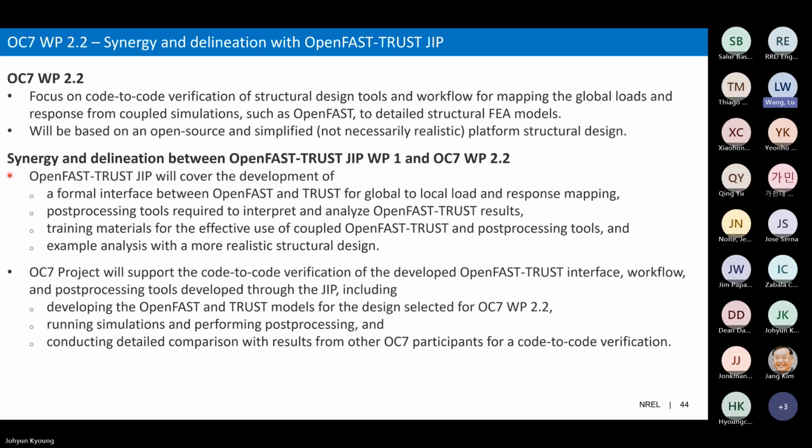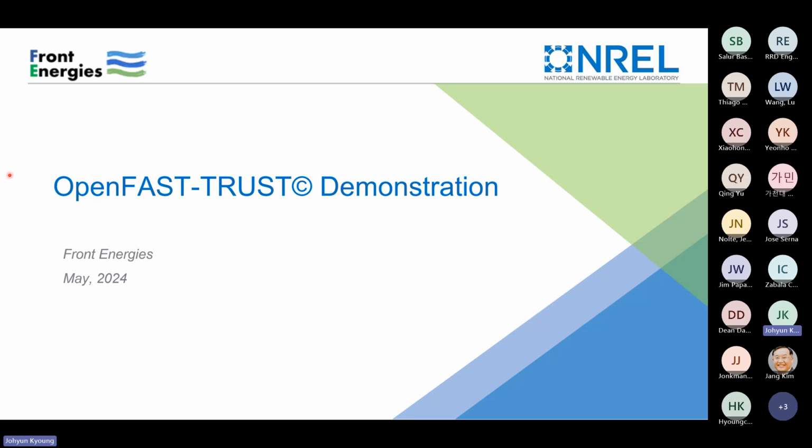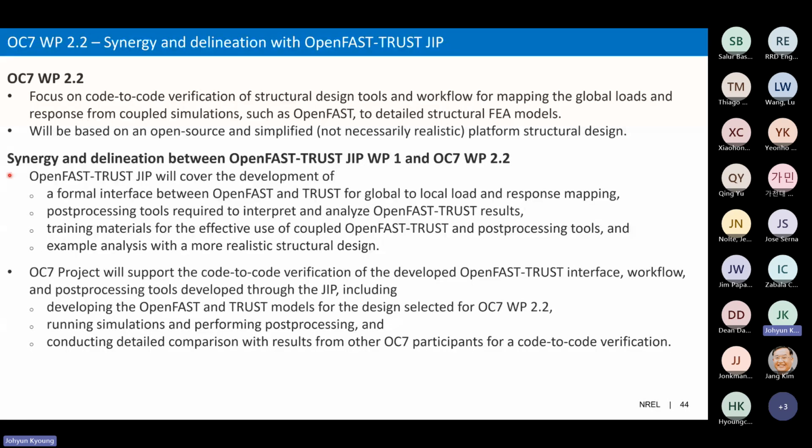So I think that's my last slide, and hopefully I've managed to clarify the relation between OC7 and OpenFAST TRUST JIP. So I think we can pause a second for questions here. Okay. Thank you, Lou. I have a few questions, Lou. If you can go to slide 39.